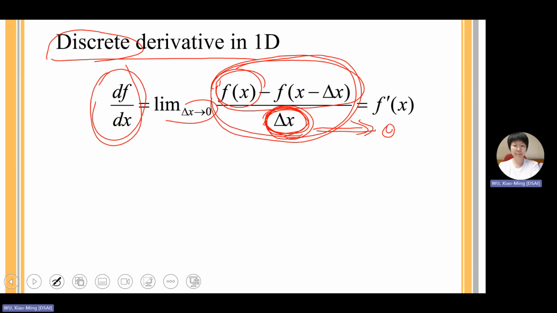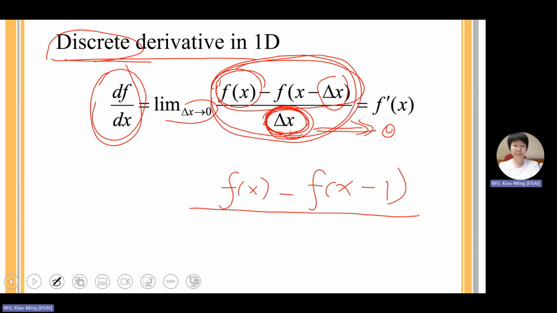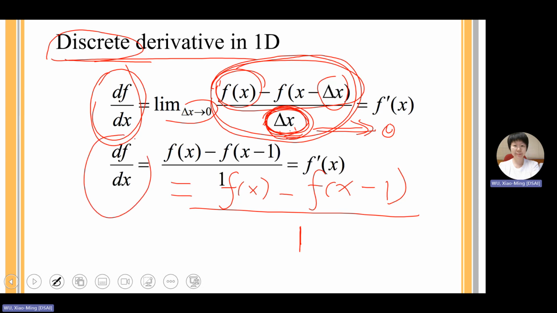1 is just 1. So the image derivative is defined as what? f(x) minus f(x minus what? Delta x can only take 1, right? And delta x is 1. That's it. That's the derivative for images, or the one-dimensional discrete derivative.